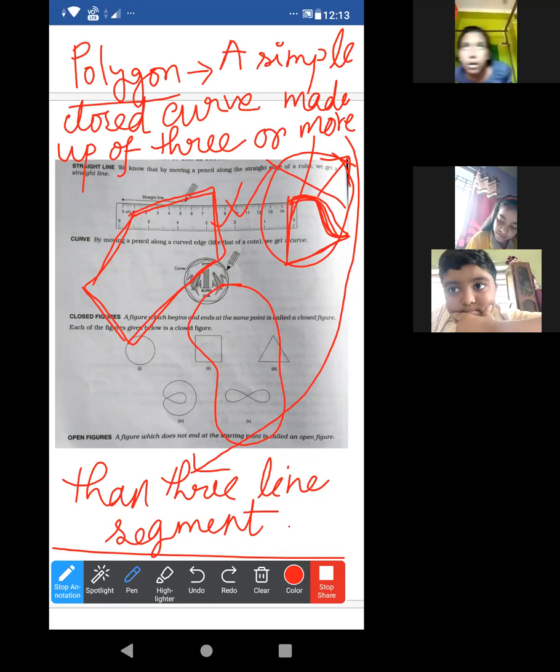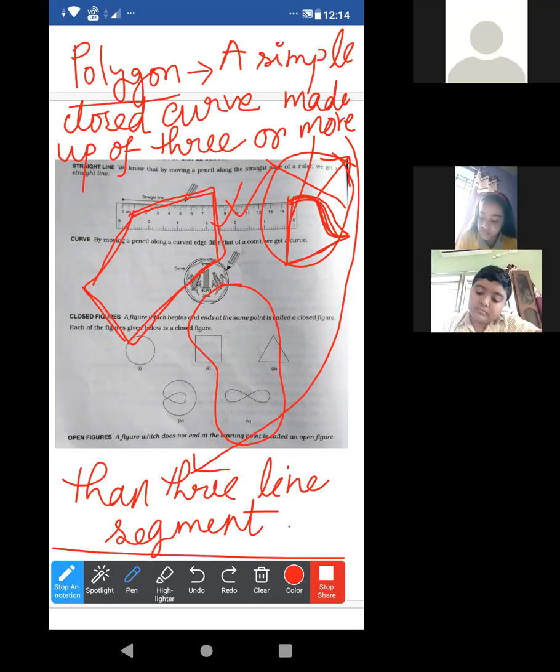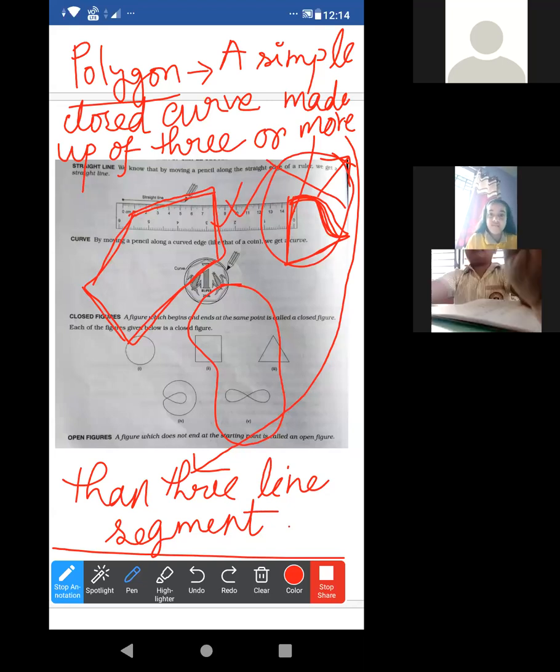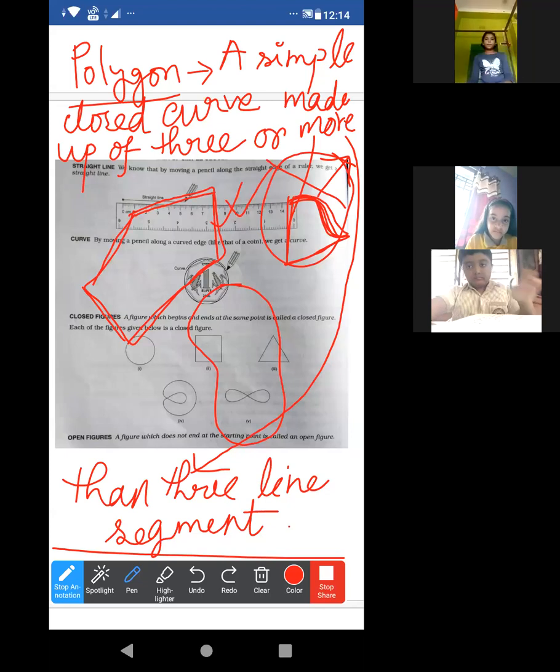Shulagna, is there any network issue? Shulagna, what are you trying to do? Dancing? Keep your camera on, Shulagna, otherwise you will be marked as absentee. This is dancing class, beta, or maths class? Acha, Shornakshi, Ashmit, understood too?